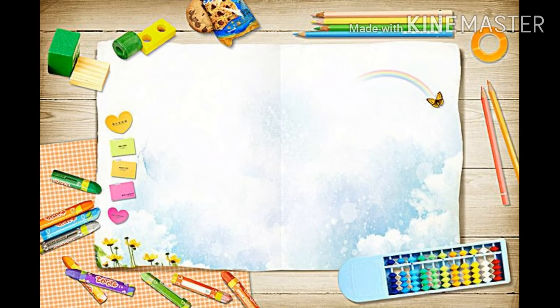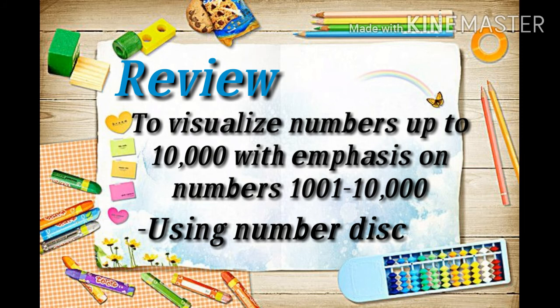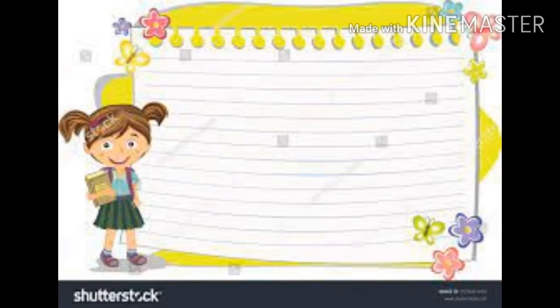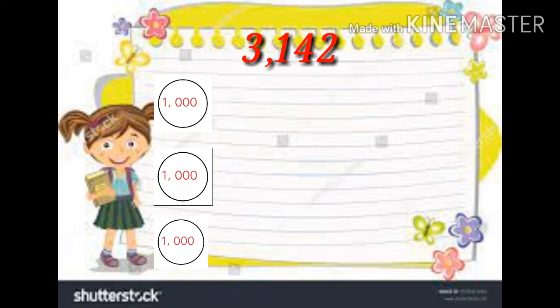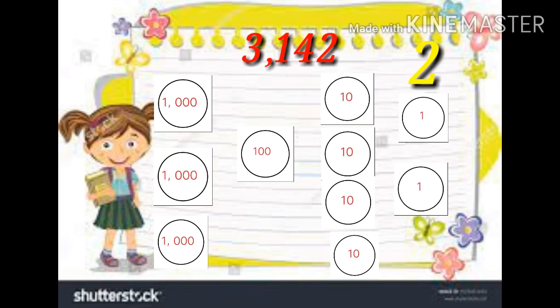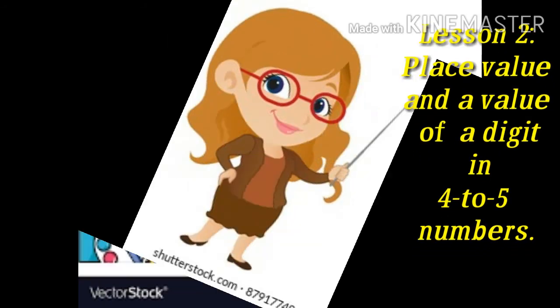Before we proceed to our new topic, we'll have a quick review on visualizing numbers up to 10,000 with emphasis on numbers 1,001 to 10,000 using number discs 1,000, 100, 10, and 1. For example, 3,142 has 3 1,000s with a value of 3,000, 1 100 with a value of 100, 4 10s with the value of 40, and 2 1s with the value of 2. That's great! We will now discuss our lesson for today.